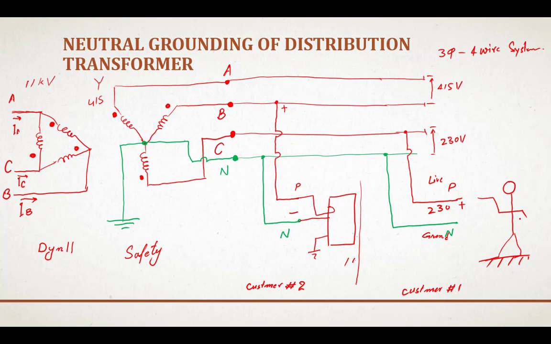If at customer one location someone will be in contact with the phase or neutral, that person is going to experience a shock either with phase or neutral because of faulty insulation at some other house or some other location which is connected to the same distribution transformer secondary side. And this is a very common situation in a distribution system.